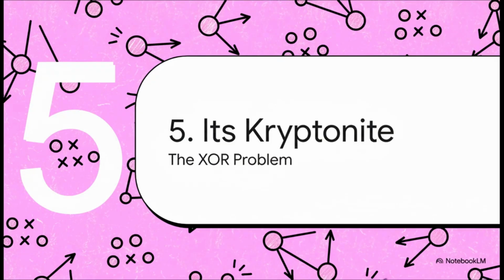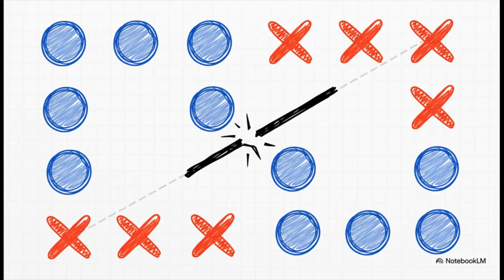But you know how this goes. Every superhero has a weakness. And for all its simple power, the perceptron has a really famous one, a real piece of kryptonite. It's called the XOR problem. XOR stands for exclusive OR. The rule is the output is 1 if one input or the other is 1, but not if they're both 1.